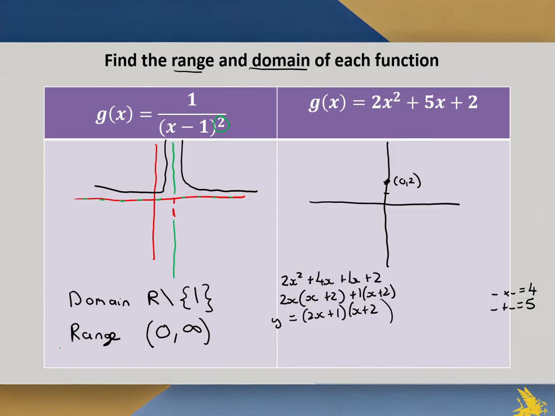So now I've been able to do that. That tells me my x-intercepts. The first x-intercept will be at -2 when one of these is equal to 0. And the other one will be at negative.